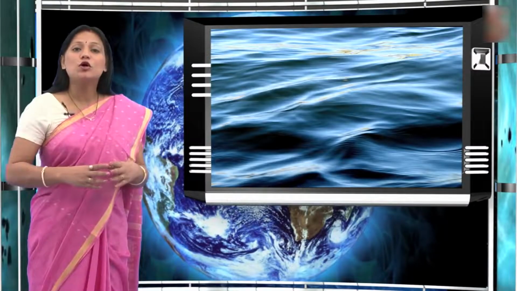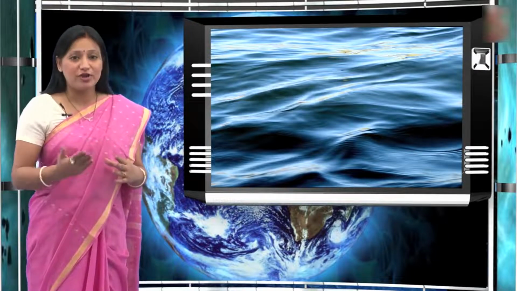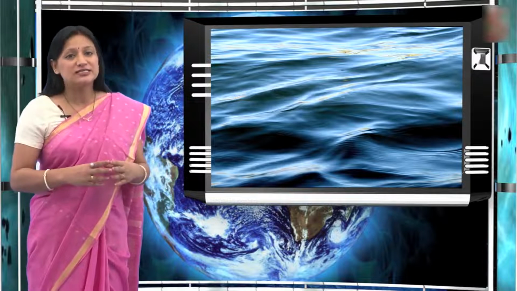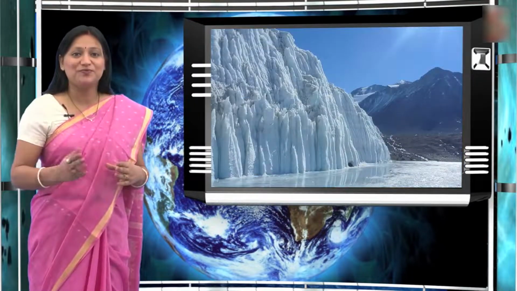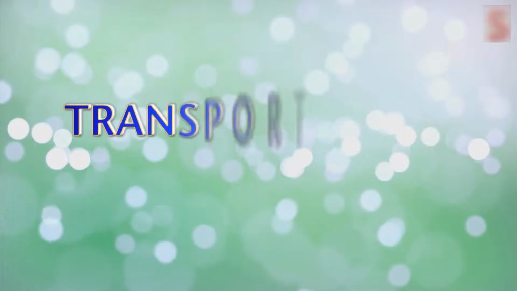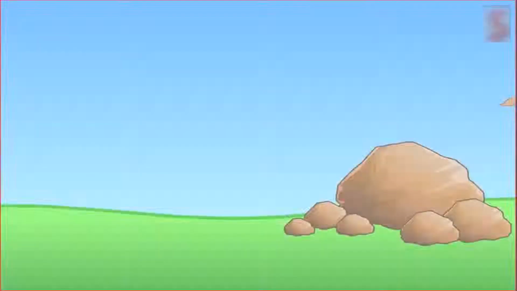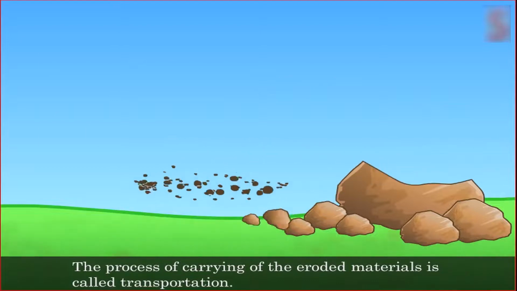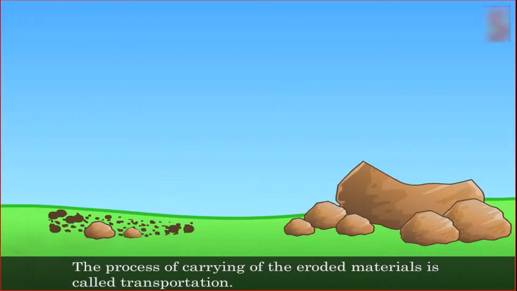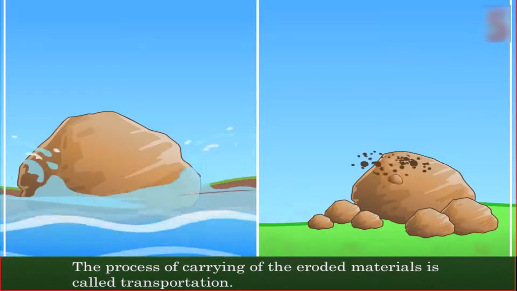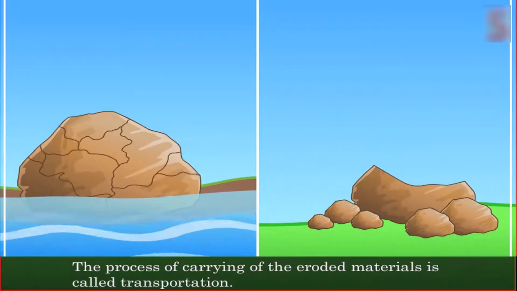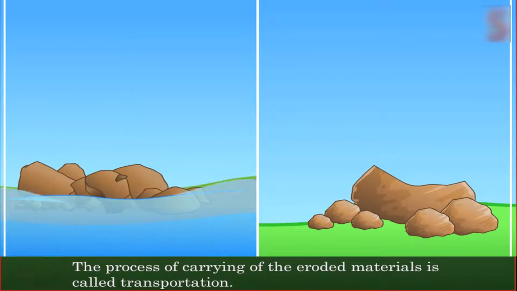As we all know, water assumes many forms like rain, river, flowing groundwater, sea waves, glaciers, etc. The eroded materials like small rocks, gravel, fine soil, mud, etc. are carried by winds and water. The process of carrying off the eroded materials is called transportation. The rivers and winds cut soils and rocks in place and transport them to different and distant places.